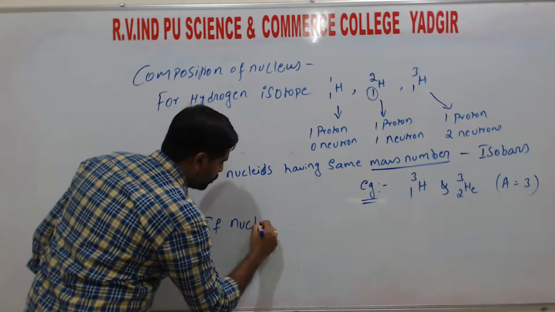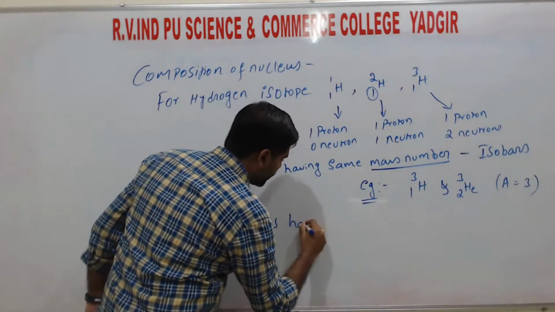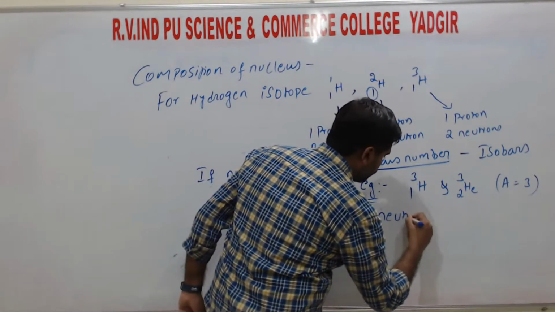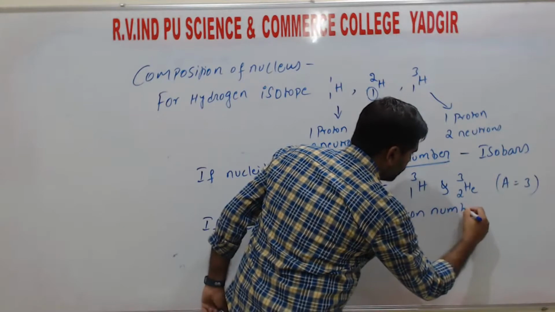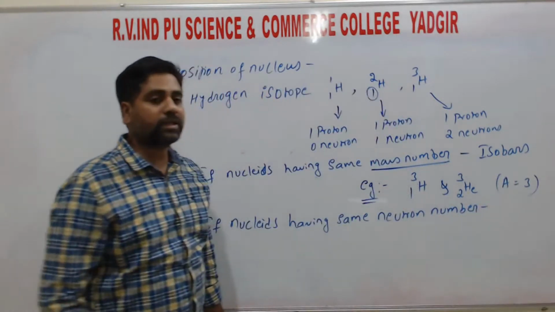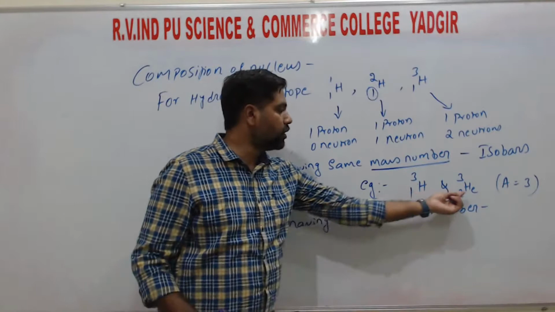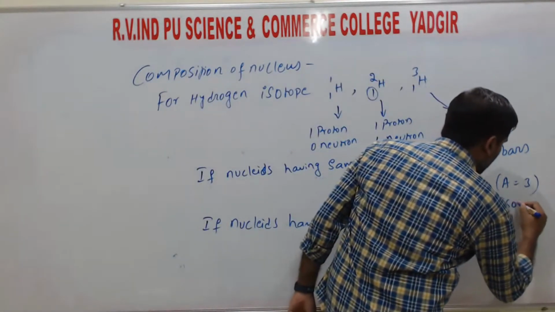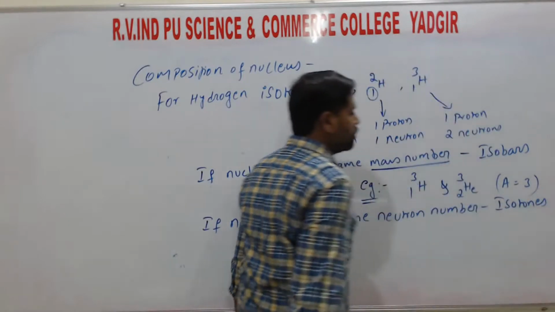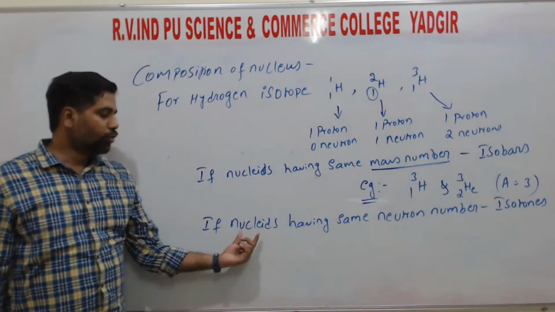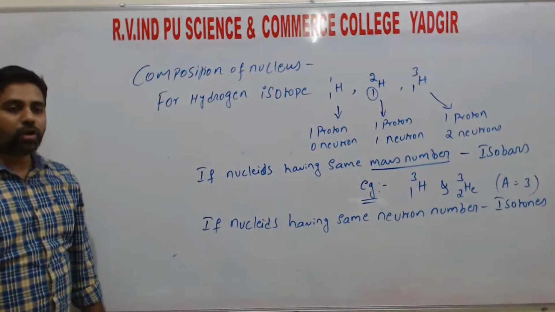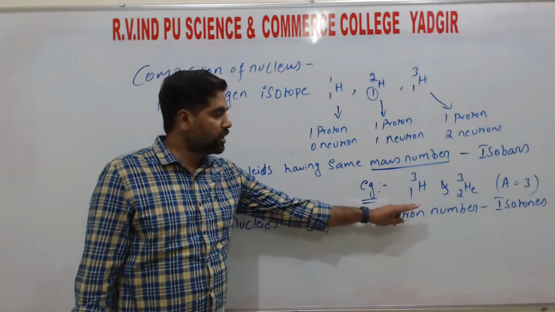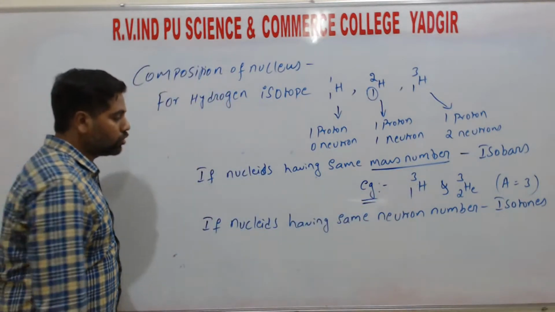If nuclides have the same neutron number, that means the n value is the same for two different nuclei. That one we call isotones. So what are isotones? Nuclides having the same neutron number. That means the n value is the same for two different nuclei. Then those two are called isotones, right?